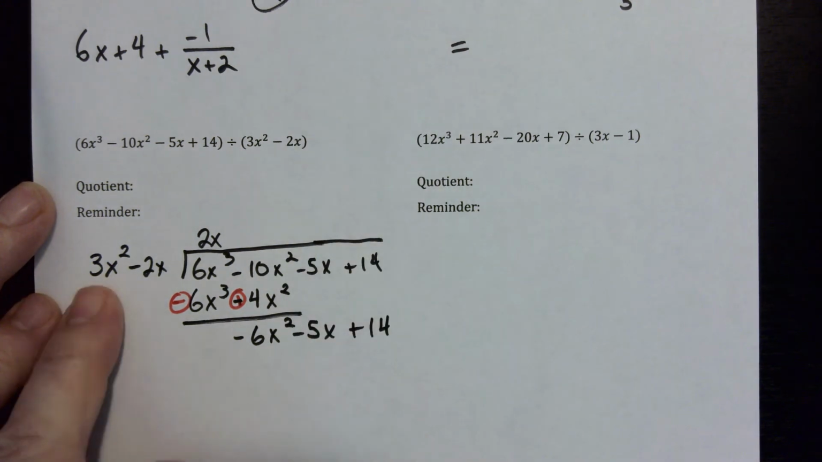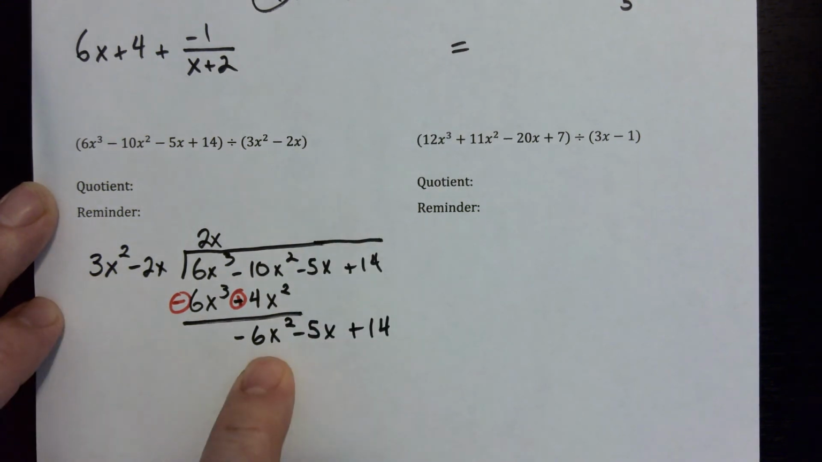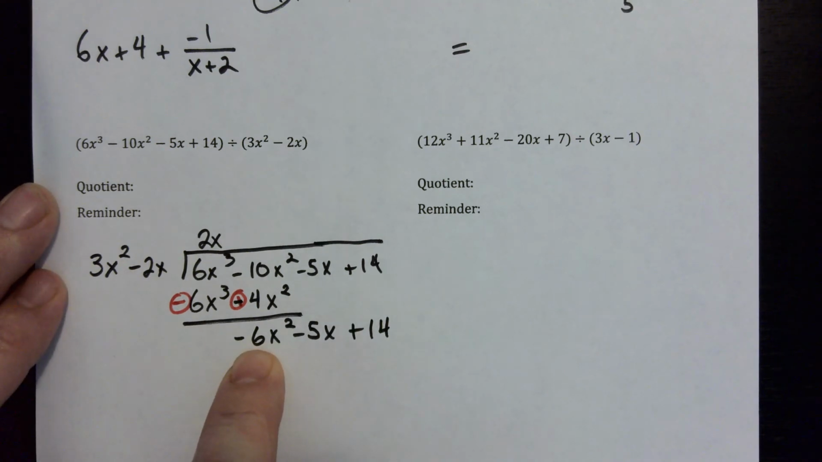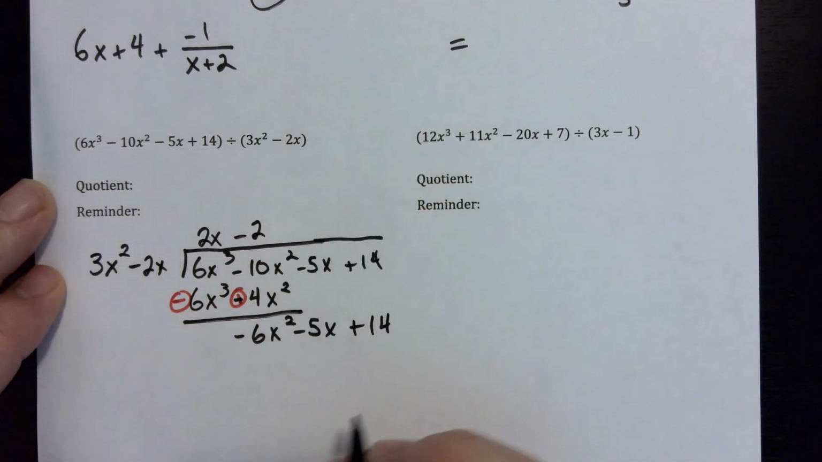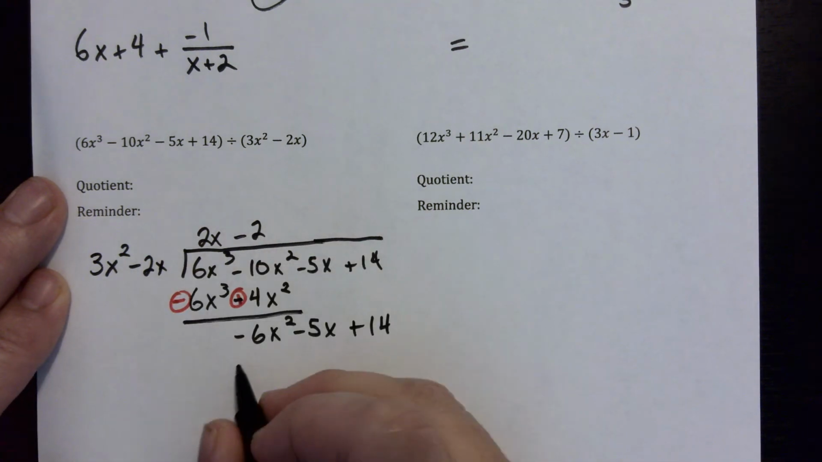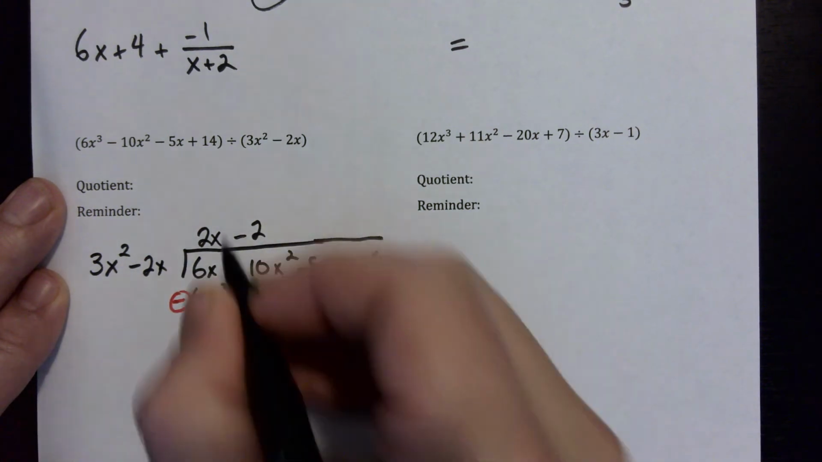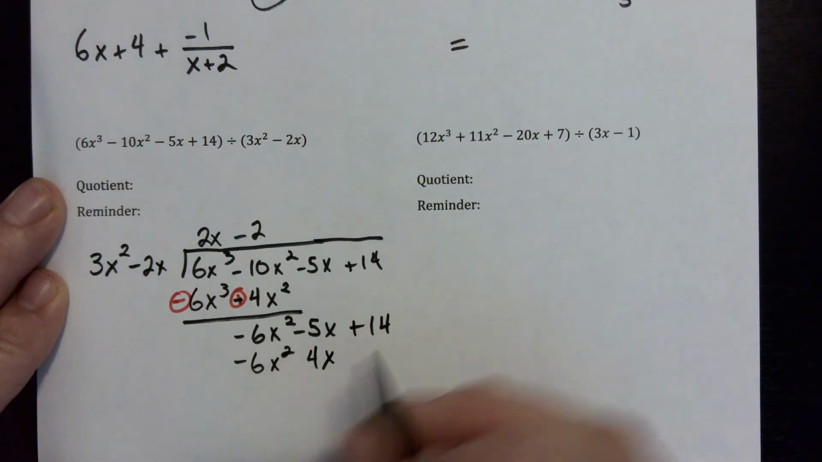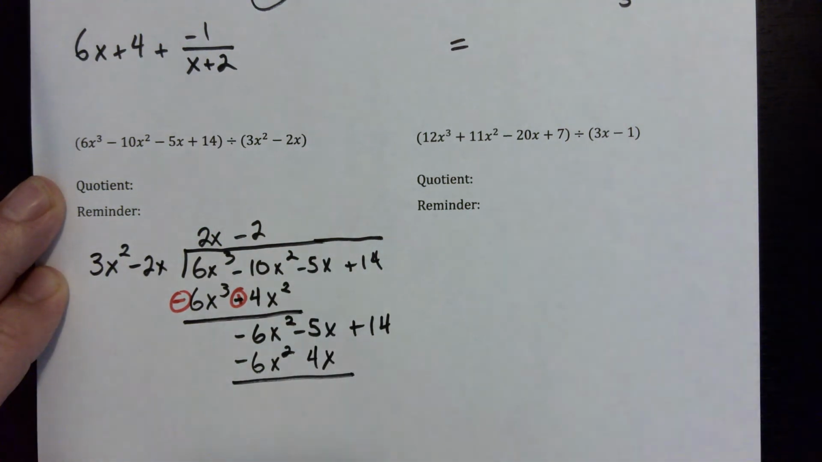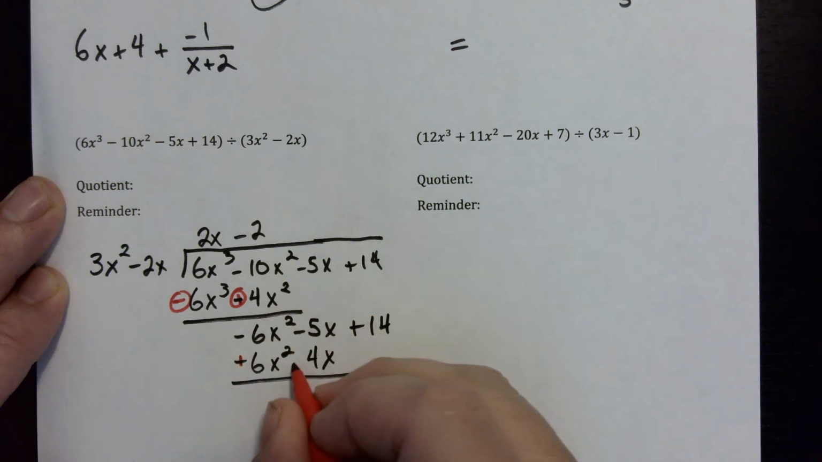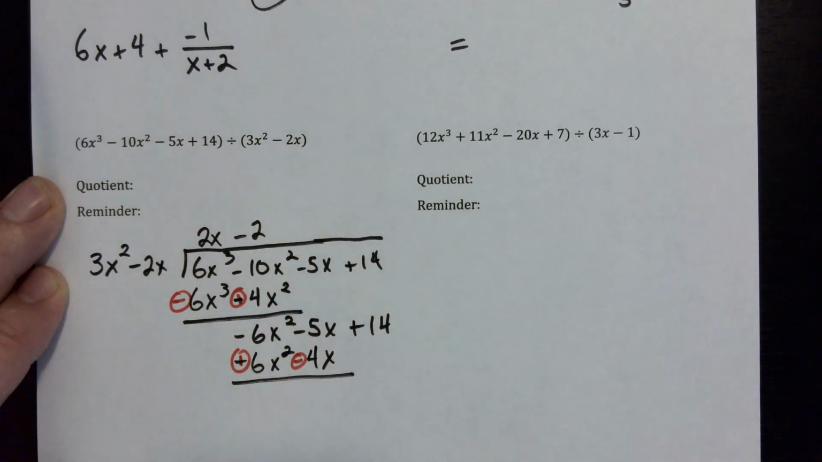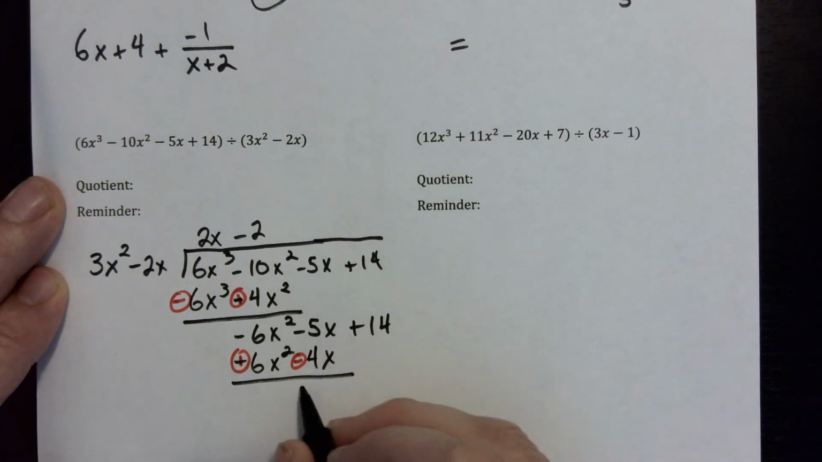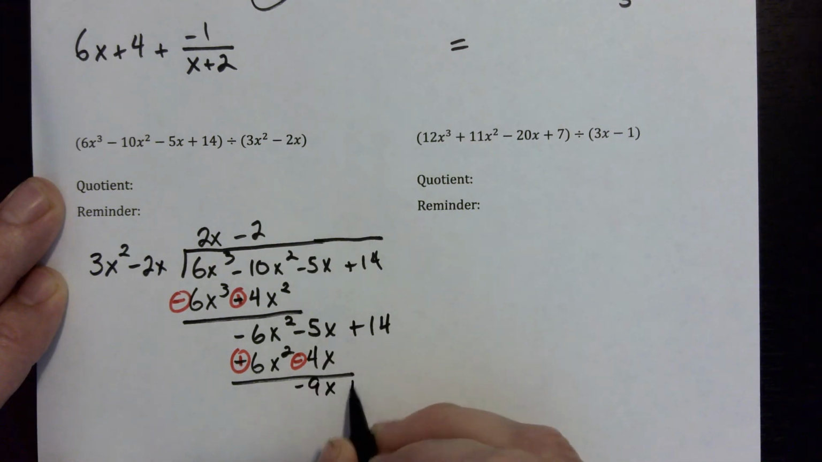Okay, I'm dropping all those terms. Let's do it again. What do I multiply 3x squared by to get negative 6x squared? Well, it's already got the x squared. It just needs to be turned into a negative 6, which would be negative 2. So negative 2 times 3x squared is negative 6x squared, and negative 2 times negative 2x is positive 4x. I'm going to change the sign, so this becomes a plus, this becomes a minus. First term goes away, and this becomes, let's see, negative 9x. You add those, drop your 14.